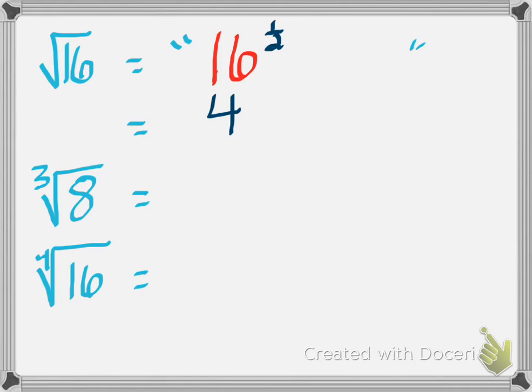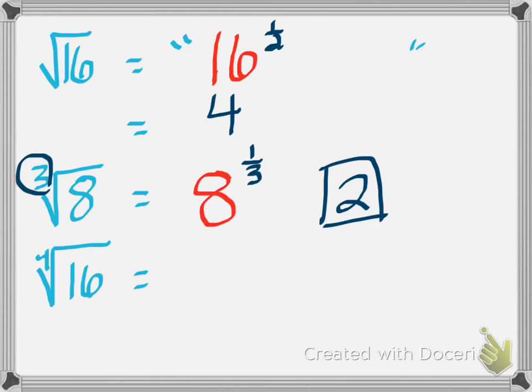This is the cube root of 8. That's 8. Based on how the square root was a 1/2 exponent, can you guess what the cube root is as an exponent? It's 1/3. So what number multiplied by itself 3 times gets you 8? And that would be 2.